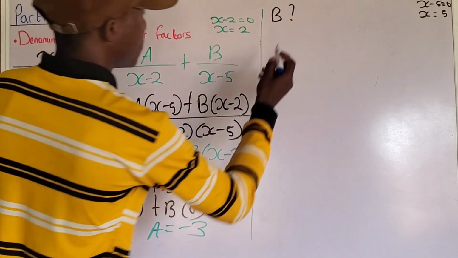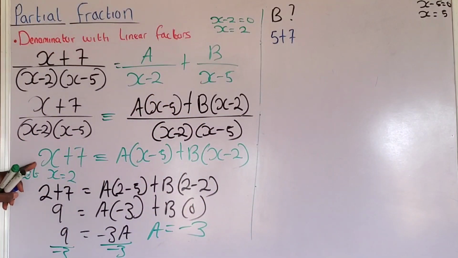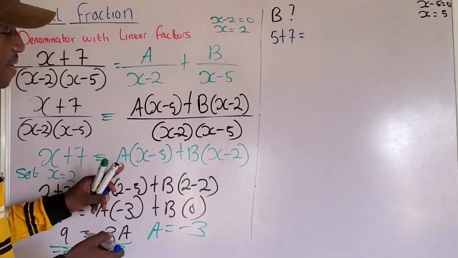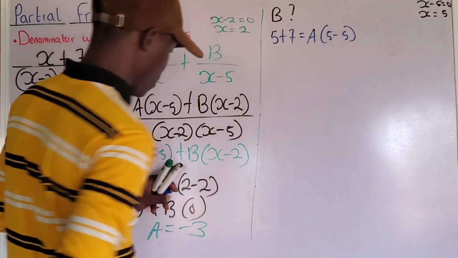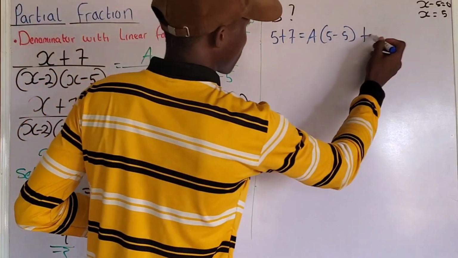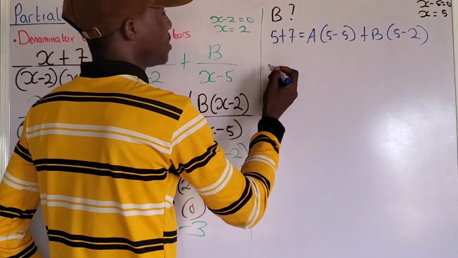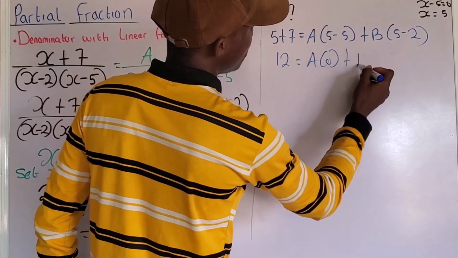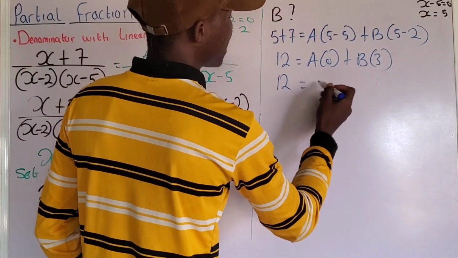So for this, to get the value of b, I'm going to have 5 plus 7. Where do I see 5 plus 7? It is this. X will be 5 now. Do you understand? 5 plus 7 is equals to a multiplied by 5 minus 5 plus b multiplied by 5 minus 2, okay? 5 plus 7 is what? That is 12. 12 is equals to A multiplied by 0 plus B multiplied by 3, okay? That is 12 is equals to B times 3, that is what?